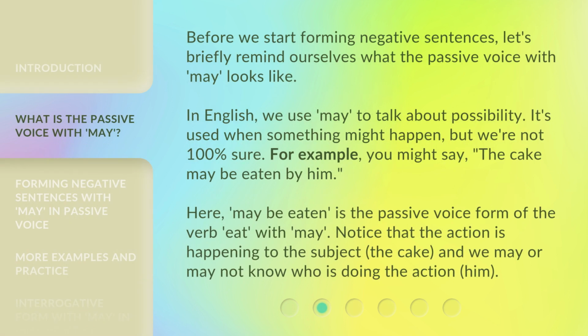Before we start forming negative sentences, let's briefly remind ourselves what the passive voice with may looks like. In English, we use may to talk about possibility. It's used when something might happen, but we're not 100% sure. For example, you might say, the cake may be eaten by him. Here, may be eaten is the passive voice form of the verb eat with may. Notice that the action is happening to the subject, the cake, and we may or may not know who is doing the action, him.